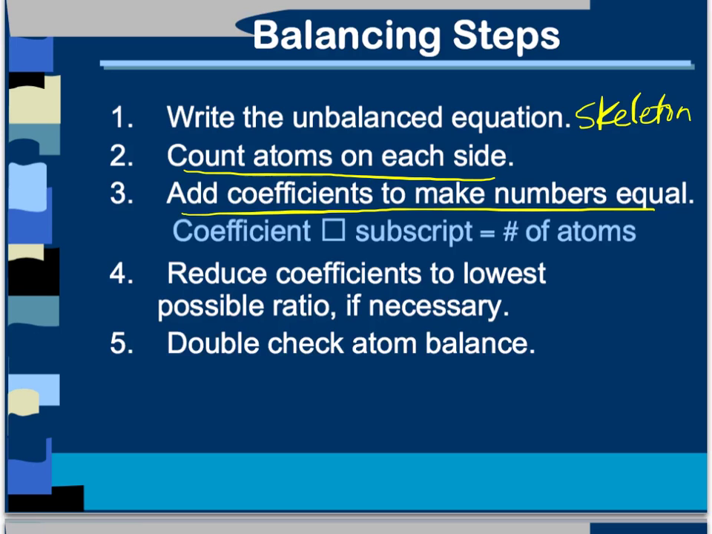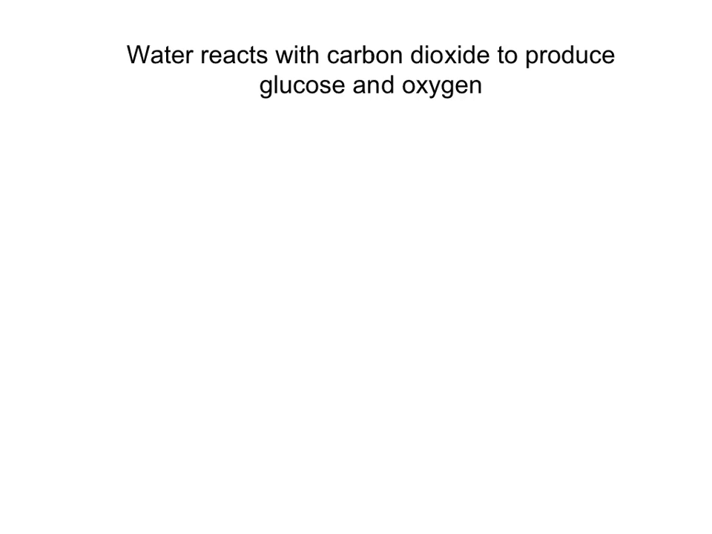So here, a coefficient is not the same as a subscript. Remember, a subscript tells you the number of atoms that are there. A coefficient goes out in front and it tells you the number of molecules, but it also can be multiplied out to tell you the number of atoms as well. You also need to reduce the coefficients to the lowest possible ratio if necessary, and double check that the atoms balance on both sides. So here's a good basic equation to start off practicing balancing and writing our chemical formulas.